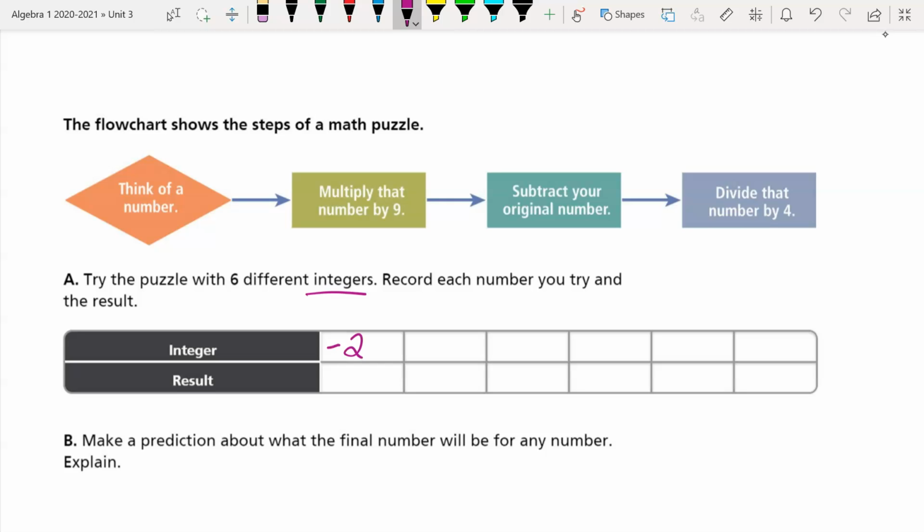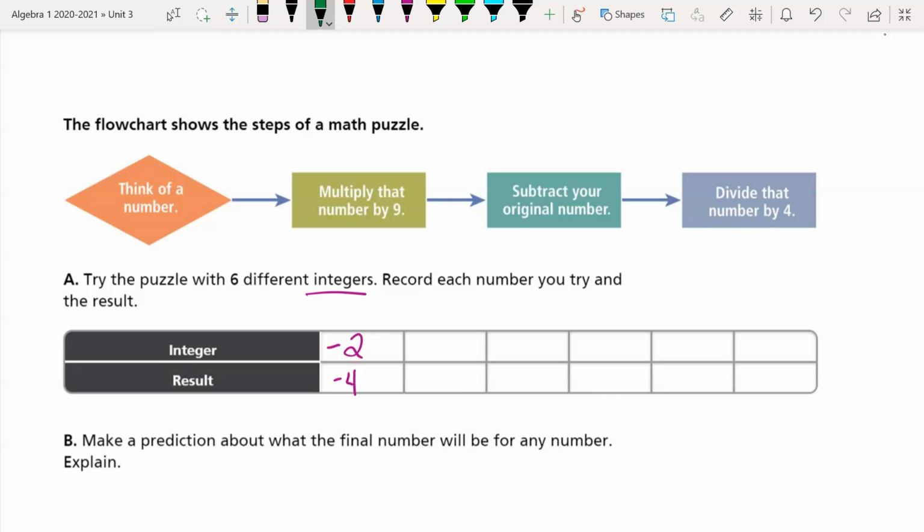So I'll plug in -2, I'm thinking of a number. I'm going to multiply that number by 9. So -2 times 9 would be -18. Now I'm going to subtract my original number, so -18 minus -2, which turns into -18 plus 2, which is -16. I divide that by 4, I get -4.